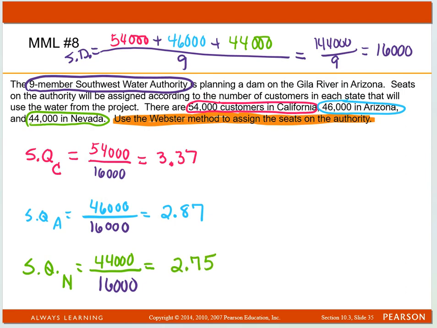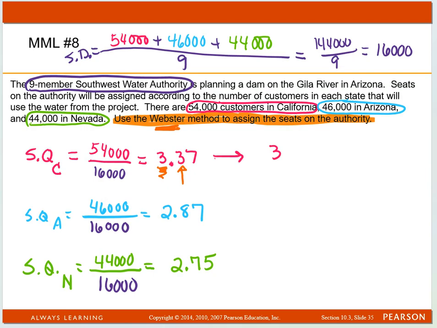Okay. So now I'm going to go back to an orange pen because we're doing the Webster method, and he just uses standard rounding rules. So he's going to round to the nearest whole number based on the number in the tenths position. So 3.37, he's going to give California 3 seats, because 3.37 would round down to 3.